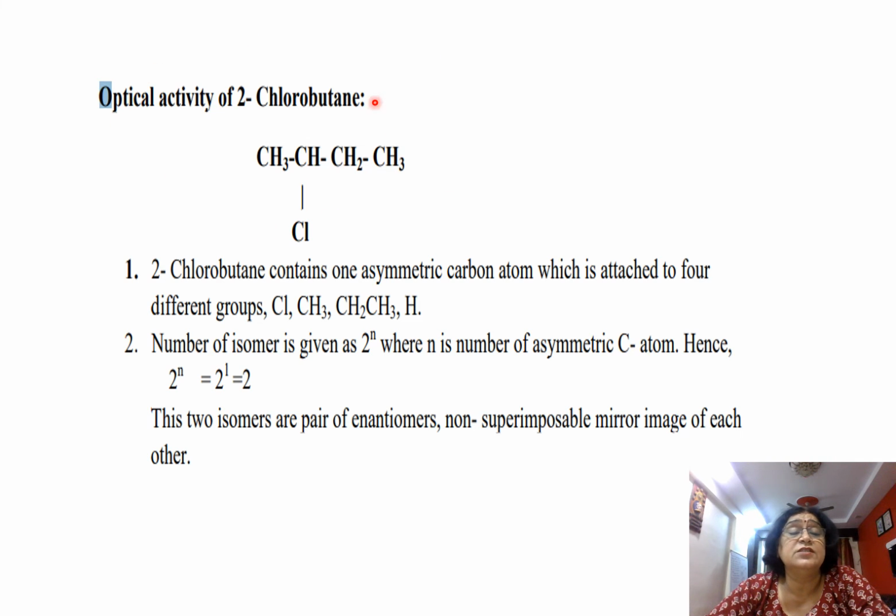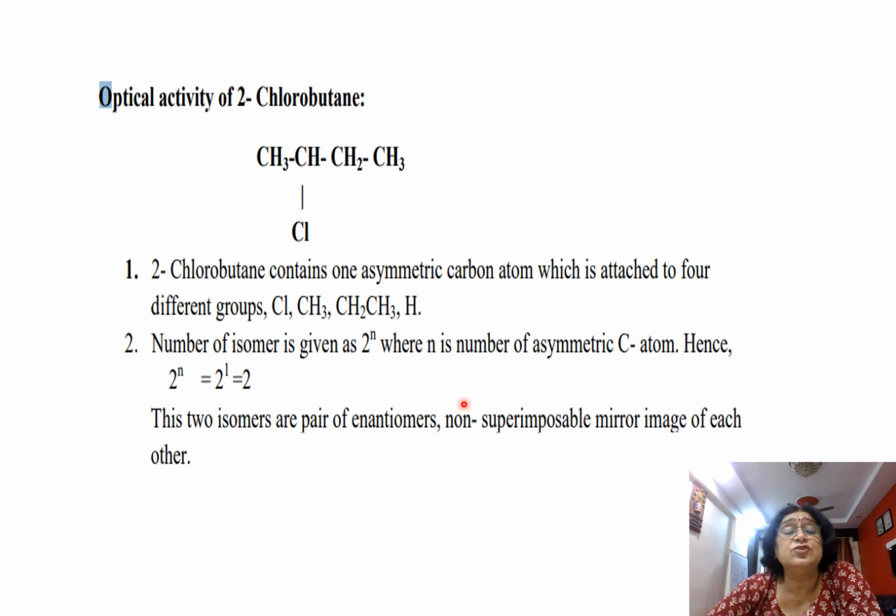Now, optical activity of 2-chlorobutane. This question is asked in the boards. Explain optical activity of 2-chlorobutane. If such a question is asked, how do you write the answer? First, write the formula of 2-chlorobutane. Then you say this 2-chlorobutane contains an asymmetric carbon or the chiral carbon to which 4 different groups are attached. So which 4 different groups are attached here? Methyl group is attached on one side, H is attached, then CH2CH3, that is the ethyl group, is attached, and the chloro group is attached.